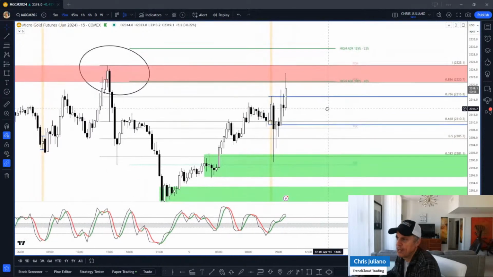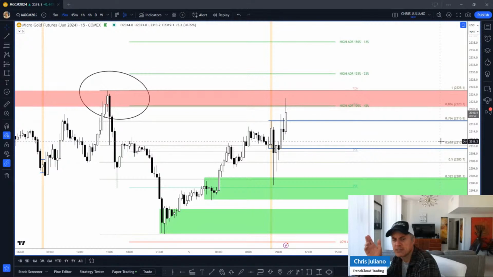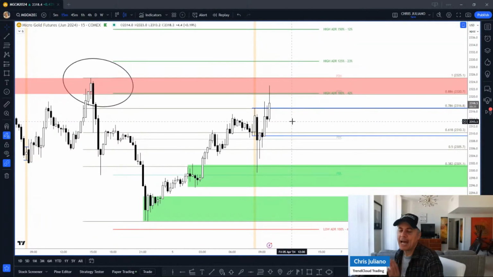And the reason why I'm saying this is probably going to go sideways is because now, it's 10 o'clock. We've gone 100% of the average daily range right here. What happens after that? Well, things start to slow down when you hit 100% of your average daily range.